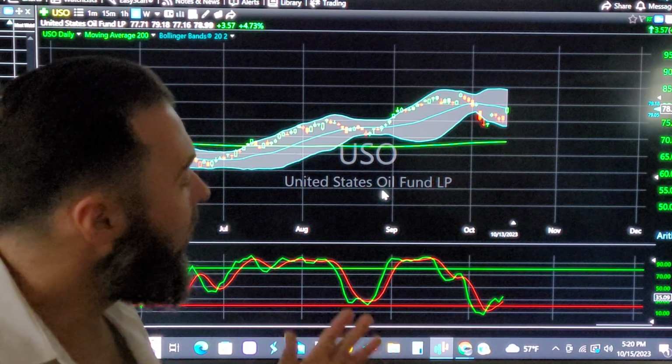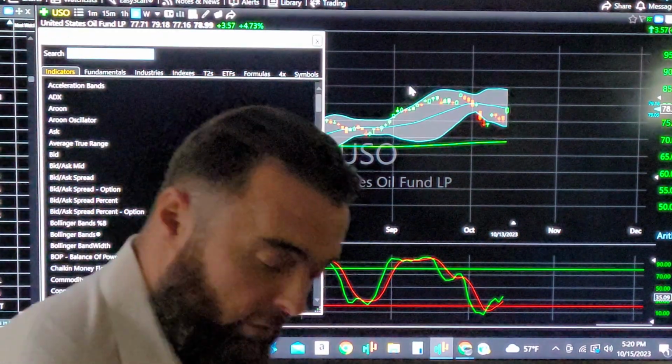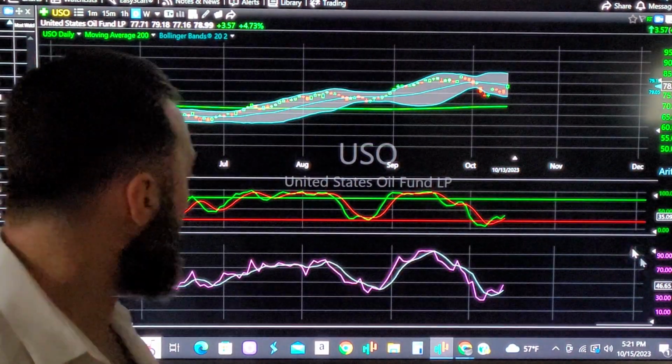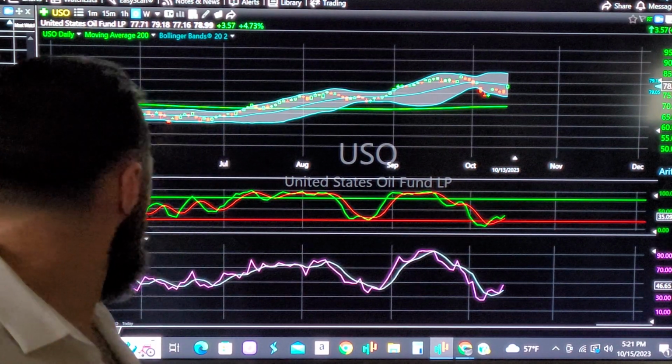Let's go over some other indicators just so you know. One thing a lot of people use is RSI. You'll hear that a lot. This is an indicator. All right, and I'm going to keep them both up. Let's mark them.